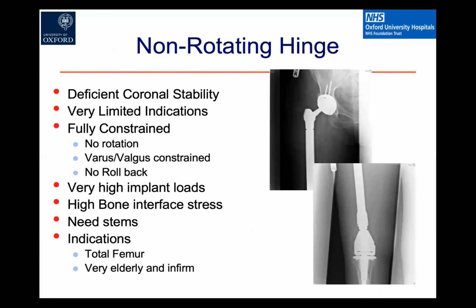And then fixed hinge implants, I think there's a few indications for these, probably in using a total femur, and also in patients with, say, neuropathic joints like polio. Again, for patients who have deficient coronal stability, and this is fully constrained. There's absolutely no rotation, no rollback, and really high implant loads and stresses, and therefore it's used very rarely. I've used it on polio cases on a few occasions.